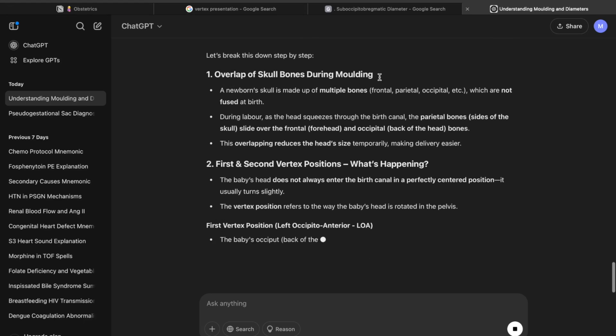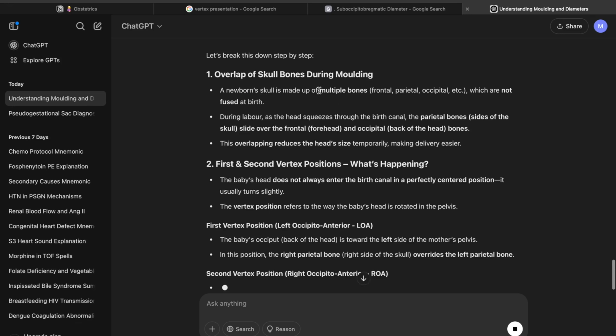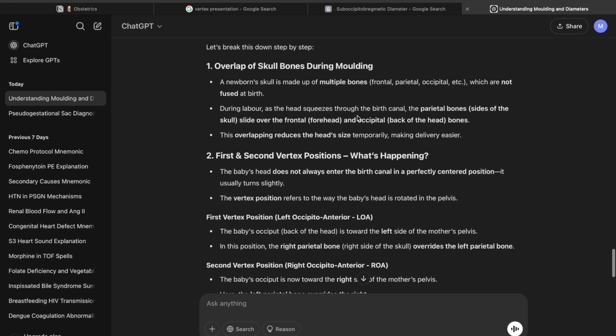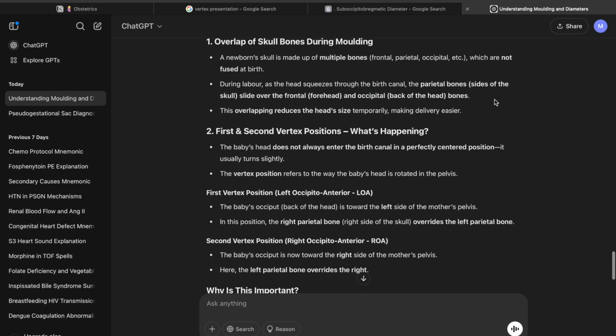Overlap of the skull during the molding. Okay, this we know. There are multiple bones from anatomy we know, frontal, parietal, occipital, which are fused at birth. During labor, the head squeezes through the birth canal. The parietal bones on the side of the skull slide over the frontal and occipital bones. So some bones slide over the others. Parietal bones, which are on the side, slide over the frontal bones on the front and the occipital bones on the back. Overlapping reduces the head size.